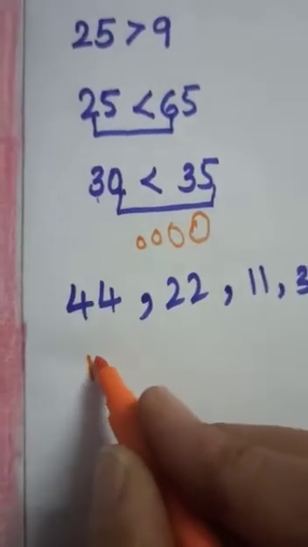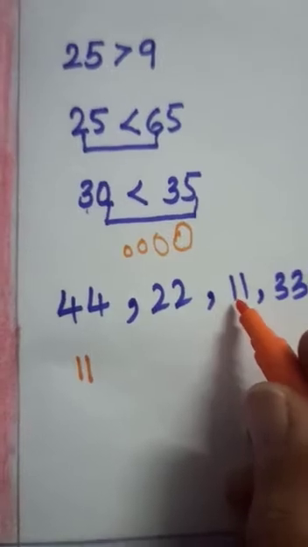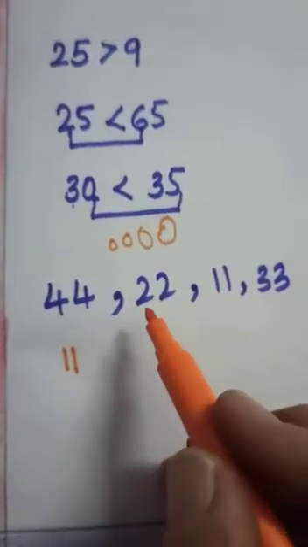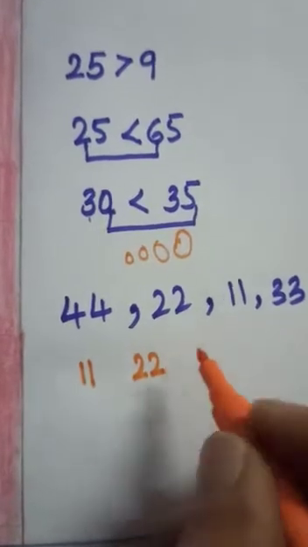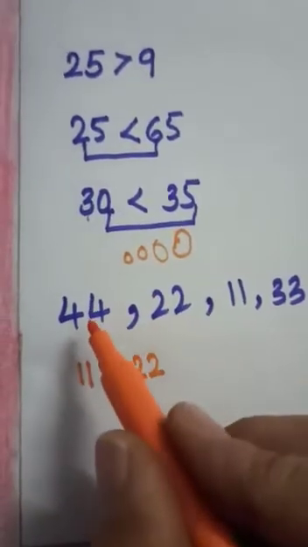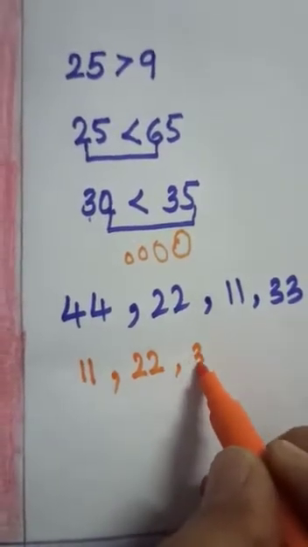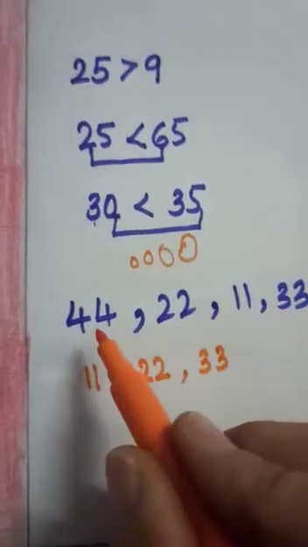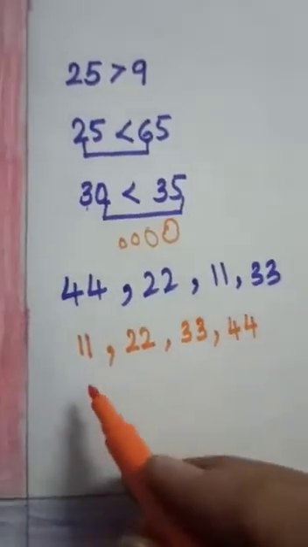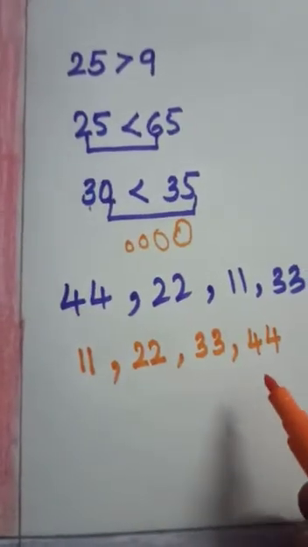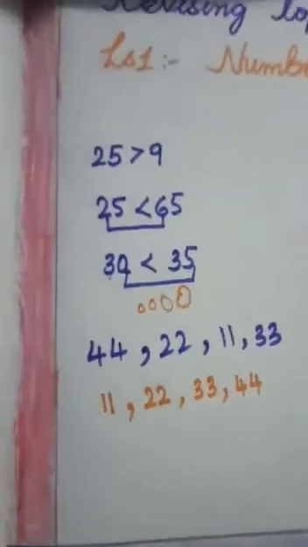So which is the smallest number here? 11. Why? Because on the tens place we have number 1. Then next we have 22, because 22 is less than 33 and 44. Then next we have 33, because 33 is less than 44. And the greatest number we have is 44. This is the ascending order.